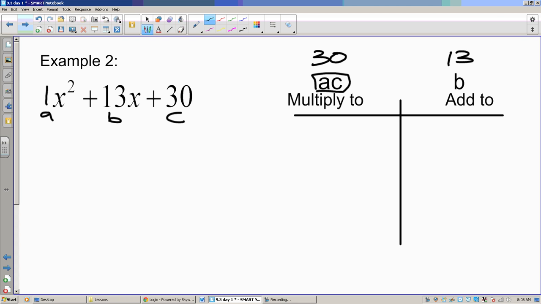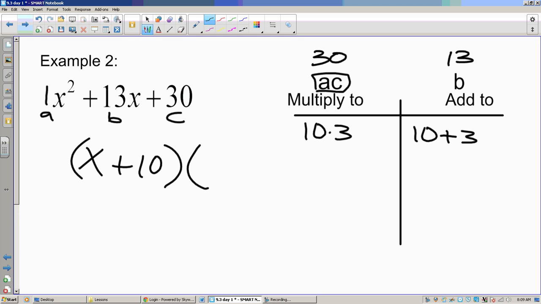10 and 3. 10 times 3 is 30, and 10 plus 3 is 13. So then all we're going to do is put the 10 and the 3, the two numbers that multiply to 30 and add to 13, into x plus 10 times x plus 3. It's as simple as that.